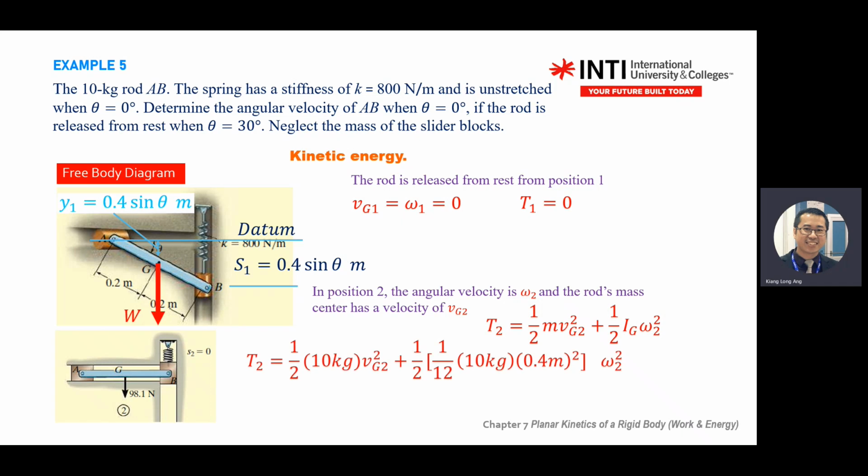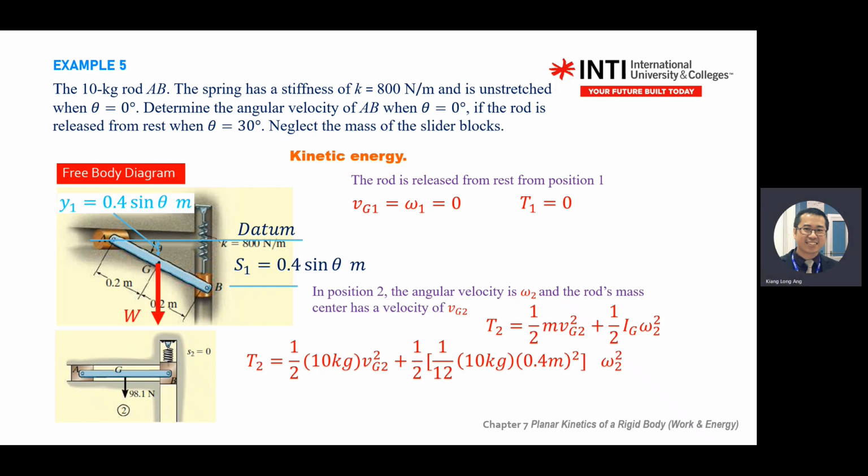Okay, then you substitute inside. Now, spring doesn't have kinetic energy. Spring only has potential energy. Just take note. So the rest you substitute.